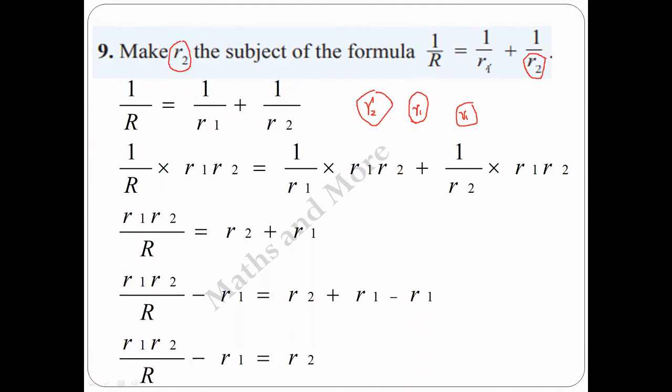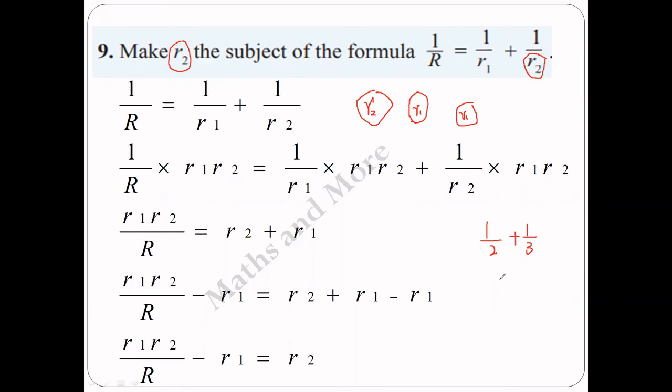1 over R equals 1 over R1 plus 1 over R2. We want to make R2 the subject. So R2 is in the denominator. I will get the least common multiple of R1 and R2. Think about this fraction: 1 over 2 plus 1 over 3. What is the LCM of the denominators? Least common multiple of 2 and 3.